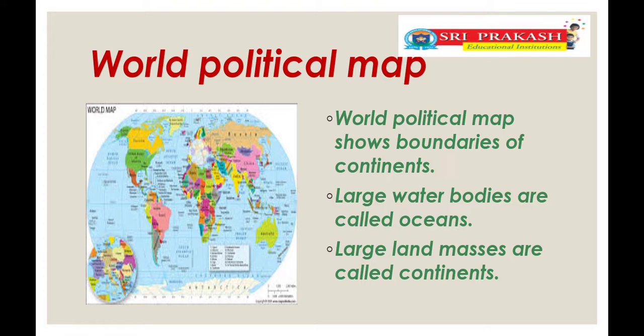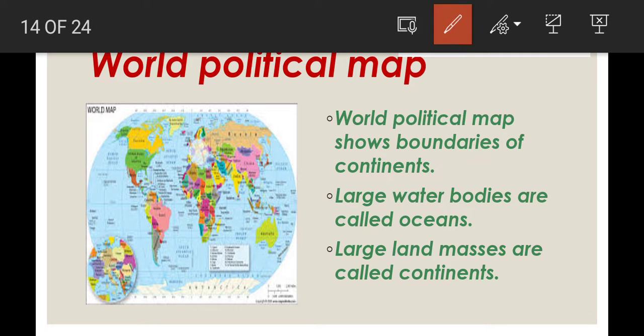Here, the large water bodies are called what, children? The large water bodies are called oceans. So how many oceans are there? 5 oceans: Pacific Ocean, Atlantic Ocean, Indian Ocean, Arctic Ocean, Antarctic Ocean.